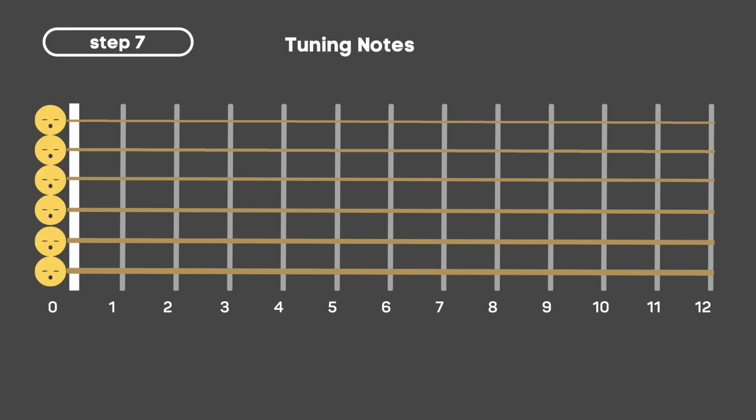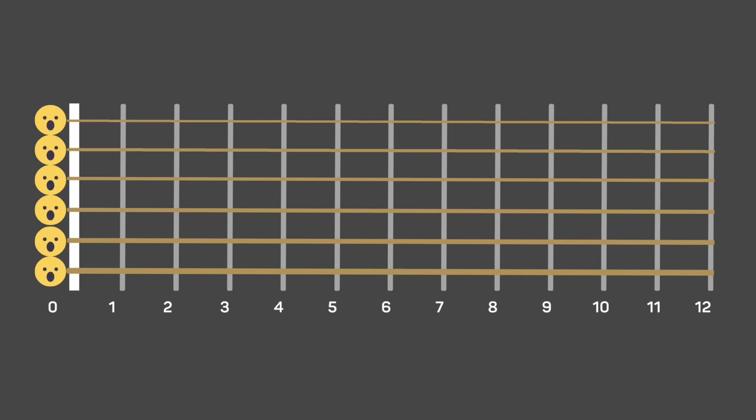Step 7. Tuning notes. The guitar is like having a choir of 6 voices at your fingertips. The low E string is our bass singer. He can sing the lowest notes of everybody. But when he gets up to fret 5, he is singing the note A, which is the lowest note that our next voice can sing.